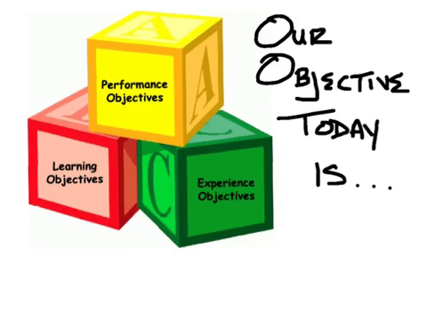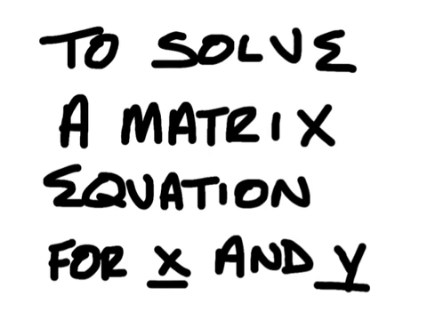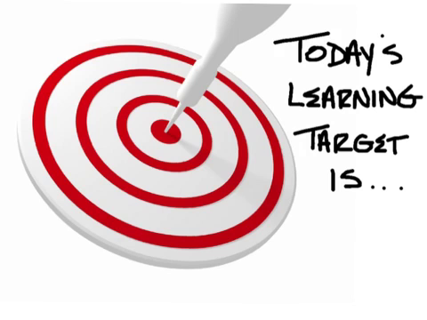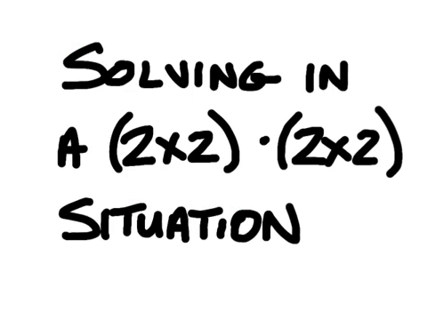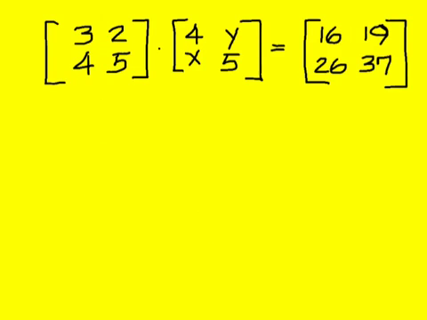Our objective today is the following: to solve a matrix equation for x and y. The specific learning target for today is solving in a 2x2 times a 2x2 matrix situation. We're not going to do variables in the odd, like a 3x2 times a 2x3 and such, yet. Here's example number 1. Now in example number 1 here, I'll switch to red. We have two matrices multiplied together, and you get the answer matrix at the end.